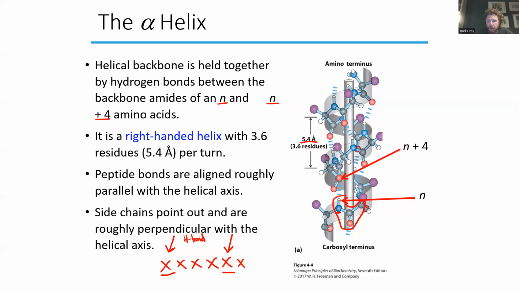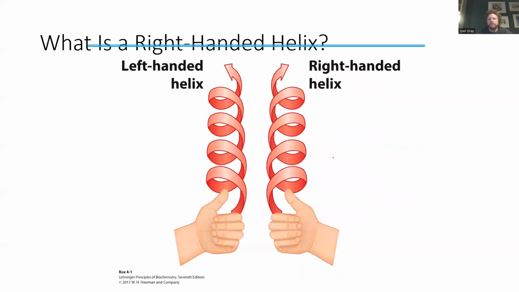Peptide bonds are roughly parallel with that helical axis. Side chains point out and are perpendicular with that helical axis. Now to go back for a second, right-handed helix, okay? The terminology right-handed helix implies that there's a left-handed helix. There absolutely is. Now, how do you distinguish a right-handed helix from a left-handed helix?